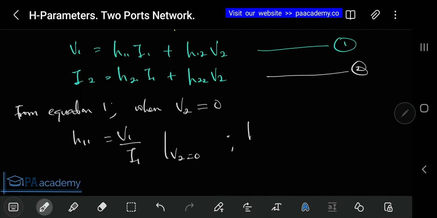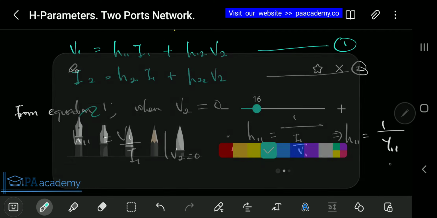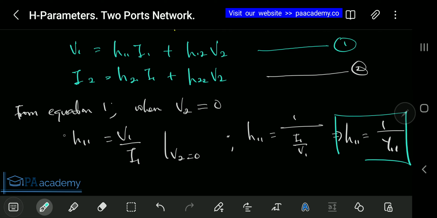So we can also have our h11 to be equals to 1 over I1 over V1. Remember, this is for our y parameter, that's y11. So if you go back to the video on y11, you see the formula there. So with this now, we can conclude that our h11 is same as the reciprocal of y11. So take note of this. So you might just take note of everything that we have here. Is that clear?